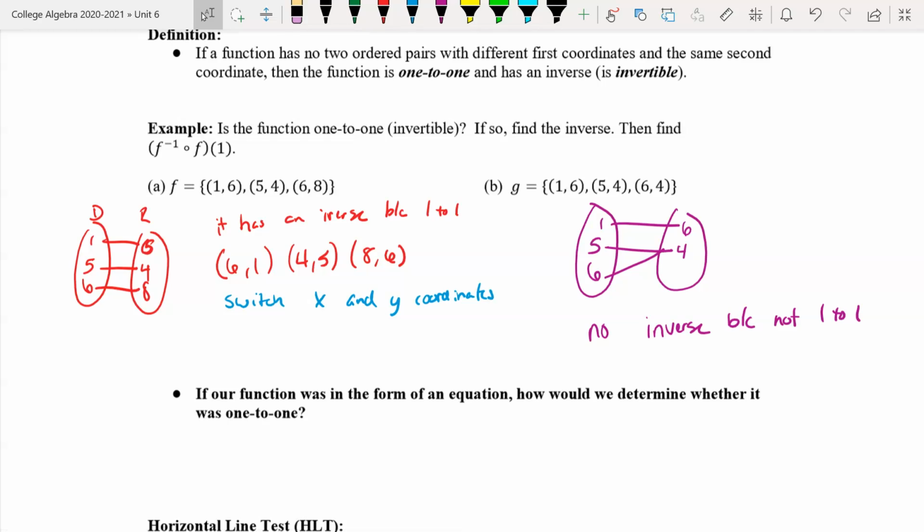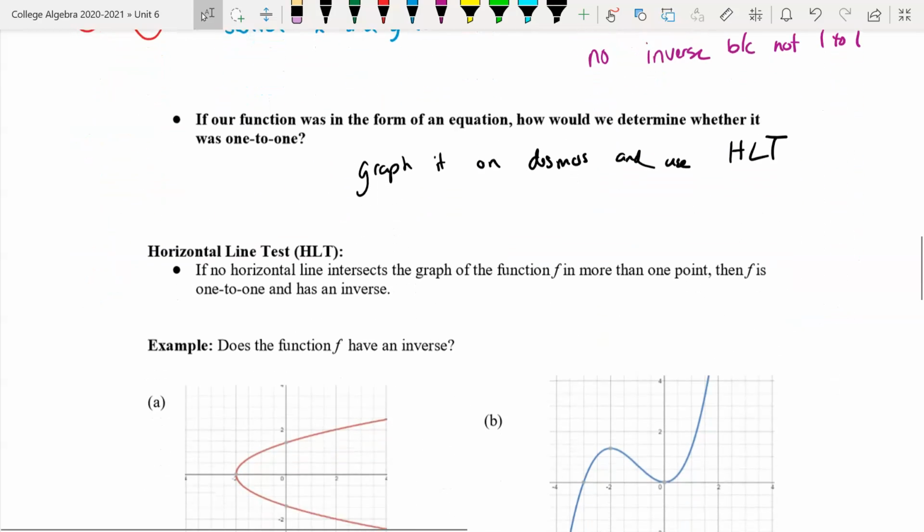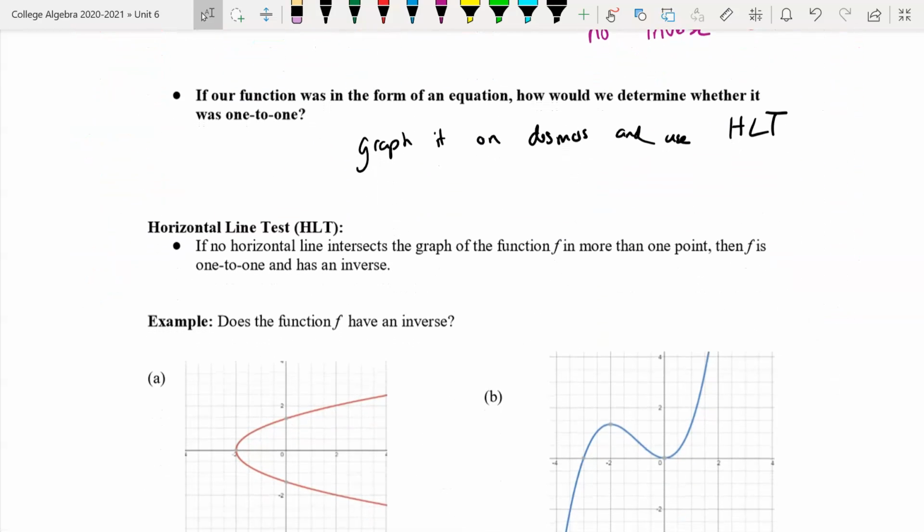If our function was in the form of an equation, how would we determine whether it was one-to-one? What I would do is graph it on Desmos and use the horizontal line test. We've done the vertical line test. Well, what is the horizontal line test? If a horizontal line intersects the graph of a function f in more than one point, then f is not one-to-one and has no inverse.